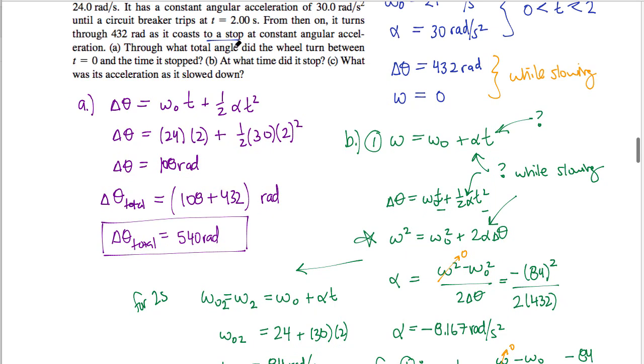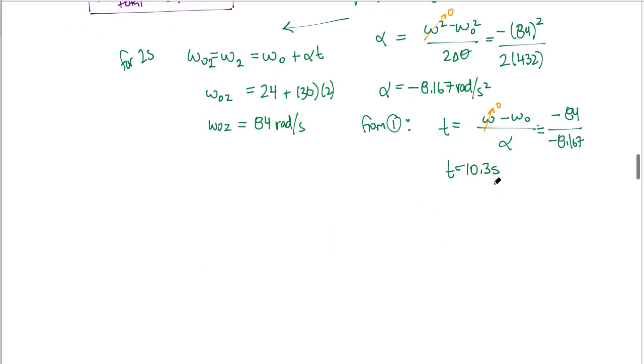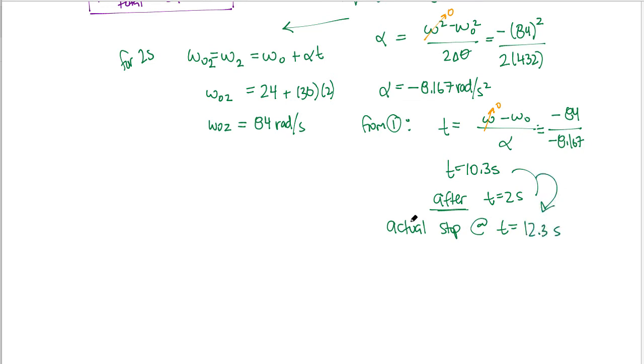Now, am I done? Let's see. It says, at what time did it stop? Well, this is actually the 10.3 seconds after the 2-second mark. So what does that mean? That means that the actual stop time is going to be at t equals 10.3 plus 2, so 12.3 seconds.